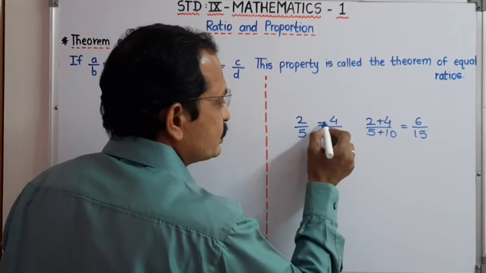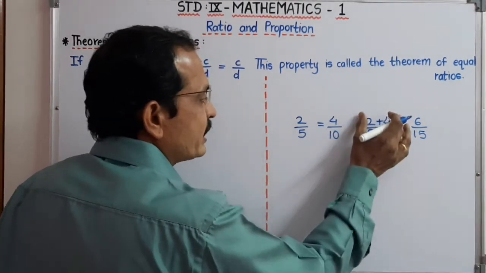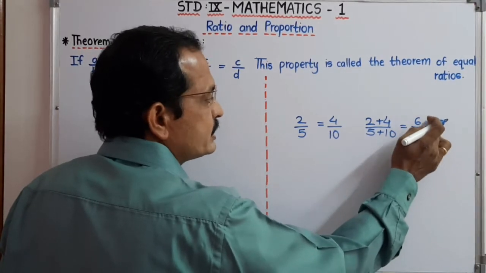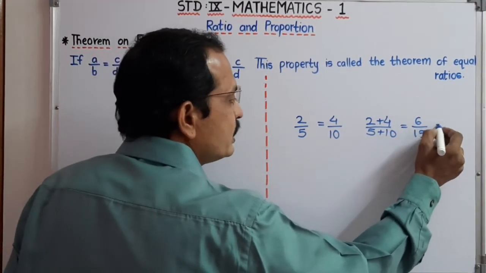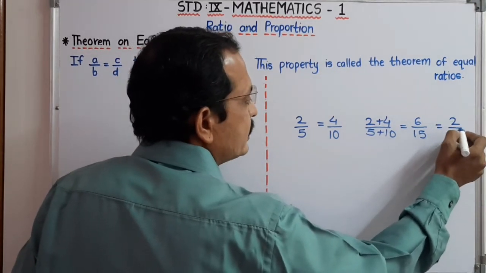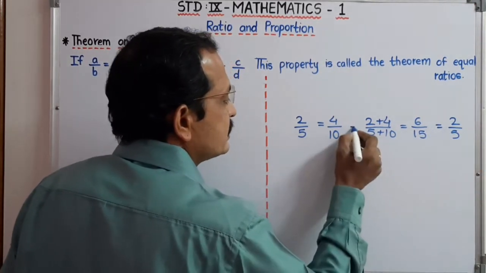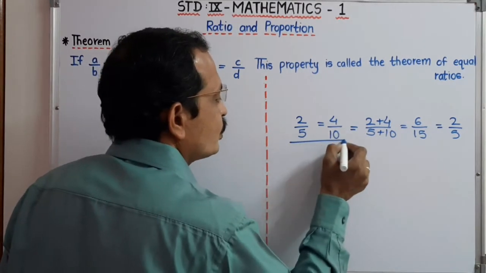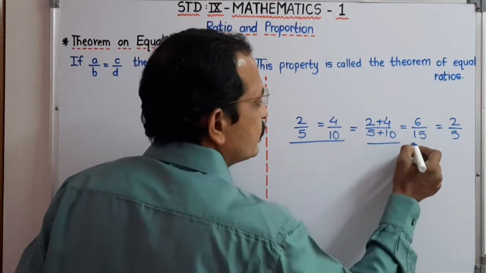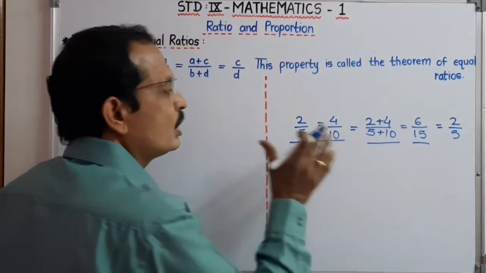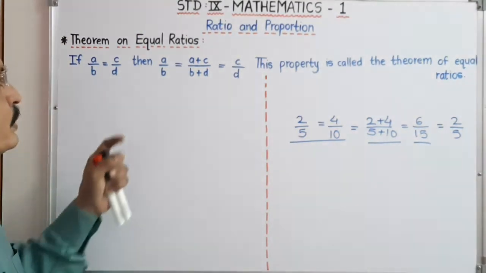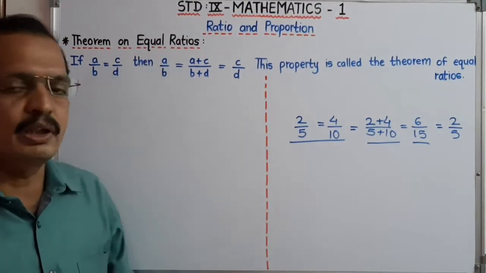See, dear student, these two ratios are equal. We make the addition of that, and after addition we get another ratio, it is 6 upon 15. If we simplify this, it is 3 twos and 3 fives. That means these ratios 2 upon 5, 4 upon 10, and after addition 6 upon 15, all these three ratios are equal. This is the concept of this theorem on equal ratios.